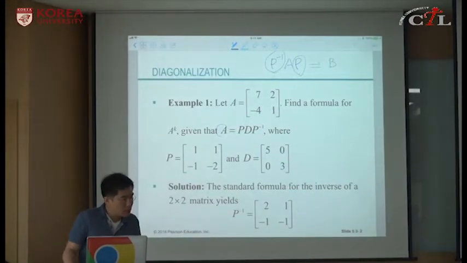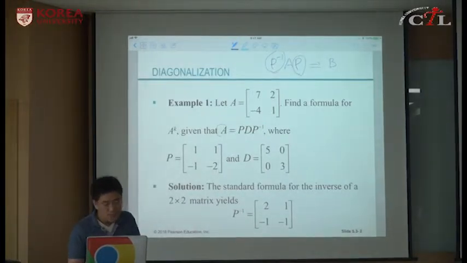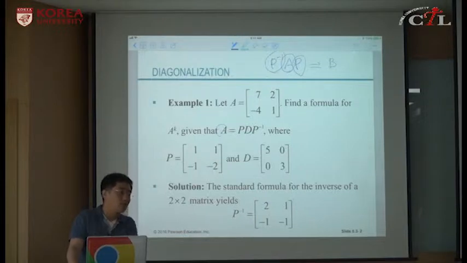Okay, and so here in this chapter of the diagonalization, we want to convert or transform the original matrix A by using this similarity transformation into a diagonal matrix.